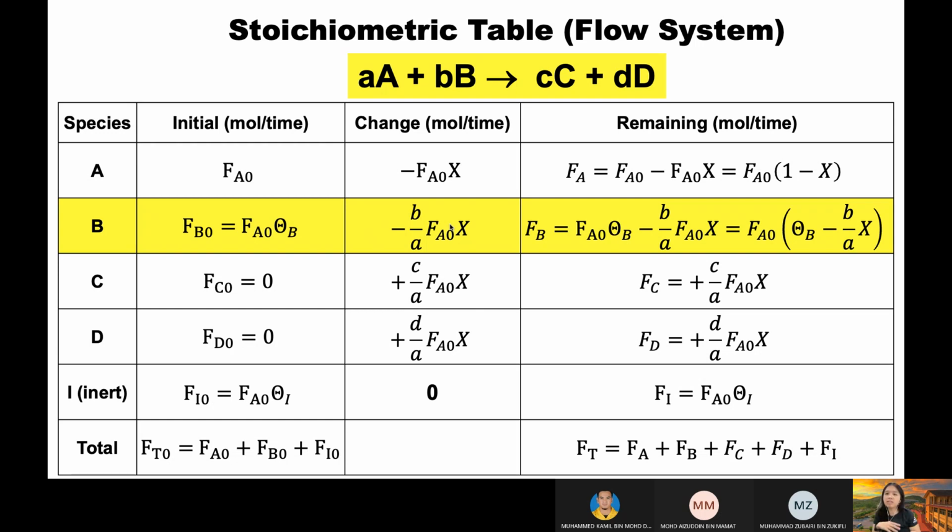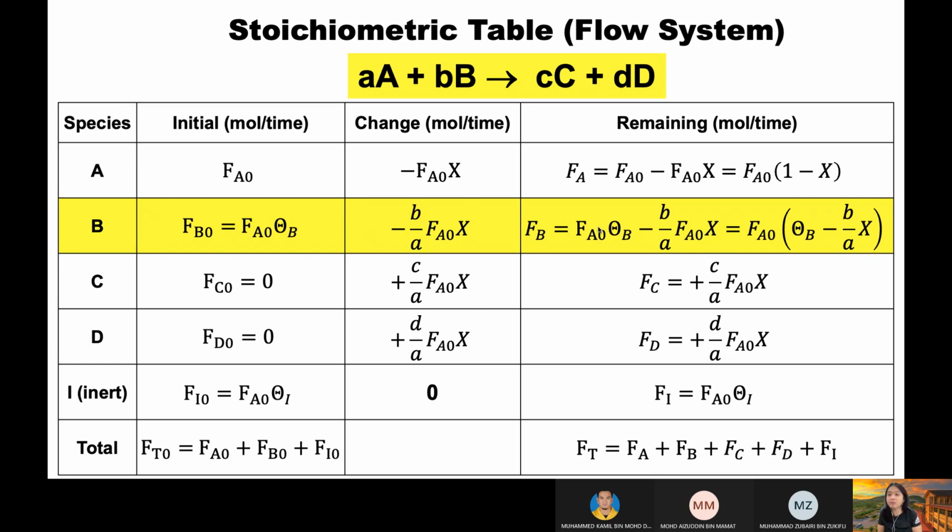So let's say I use the previous example. Let's say B per A is 2/1 multiply FA0 10 multiply with X 0.4. So you will get actually negative 8, minus 8 mol per minute. Maksudnya berapa banyak molar flow rate B yang bertindak balas? Sebanyak negatif 8 mol per minit. So tadi asas 10 kan? 10 B yang masuk. Berapa B yang bertindak balas? Negatif 8 yang telah habis. So naturally berapa B yang tinggal? FB jadilah 2. 10 minus 8 become 2. So berapa molar flow rate B yang tinggal lepas tindak balas? Only 2 mol per minute.